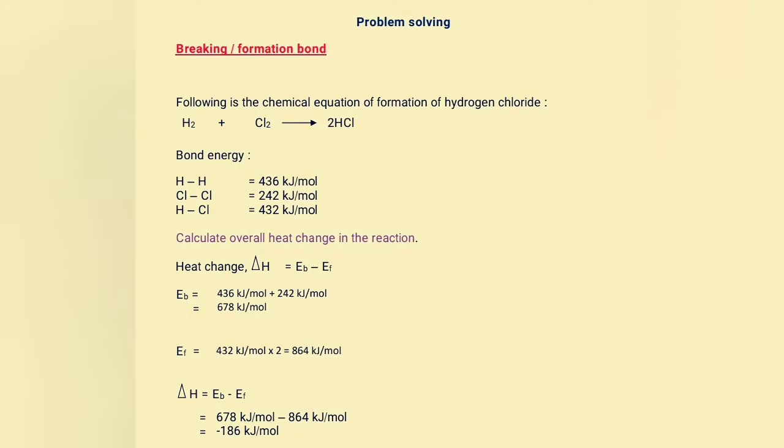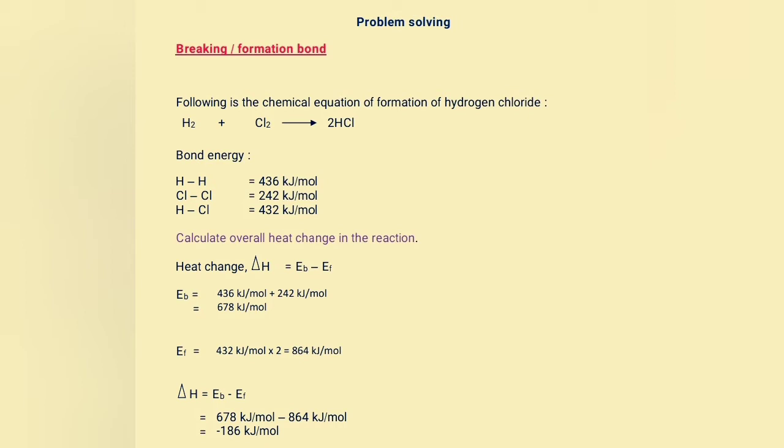Please refer to the example given, the formation of hydrogen chloride. The question is to calculate the overall heat change in the reaction. So heat change delta H equals EB minus EF. After we write the formula that we use as our guide in this calculation, delta H equals EB minus EF, we find the EB value. EB is the total energy absorbed to break the bonds in the reactants.